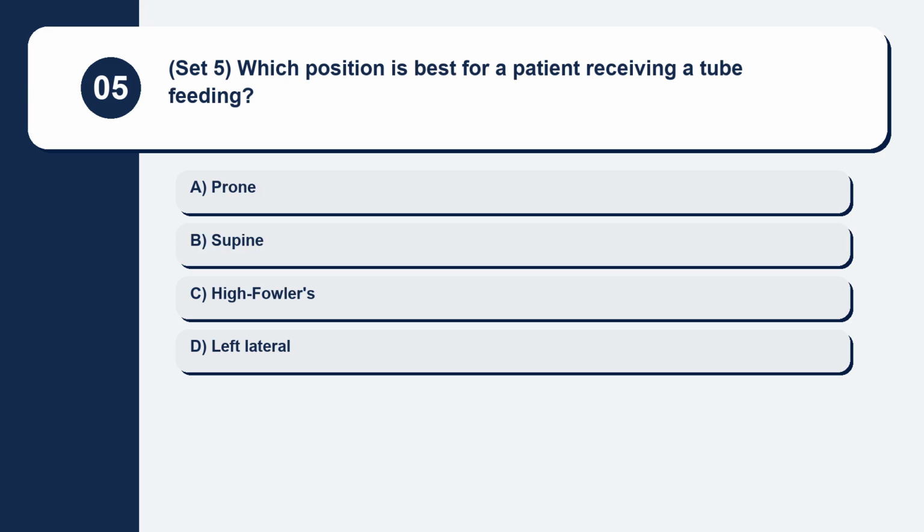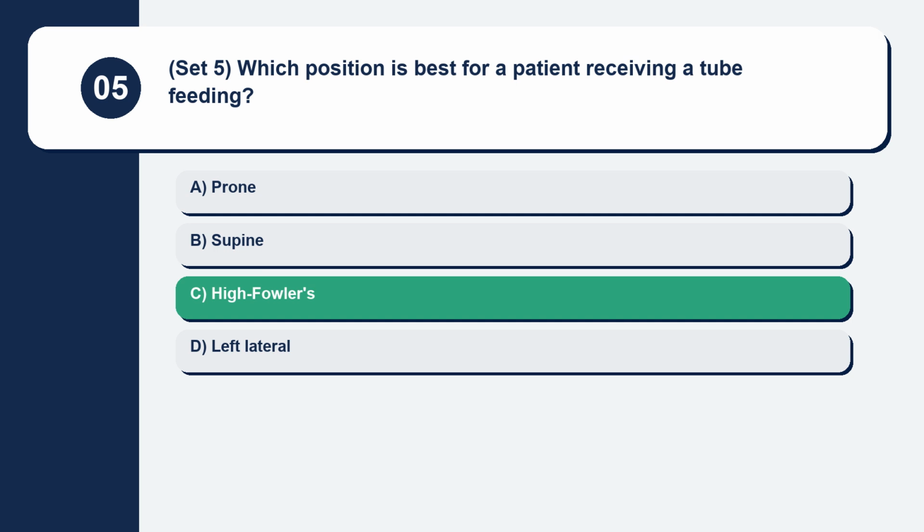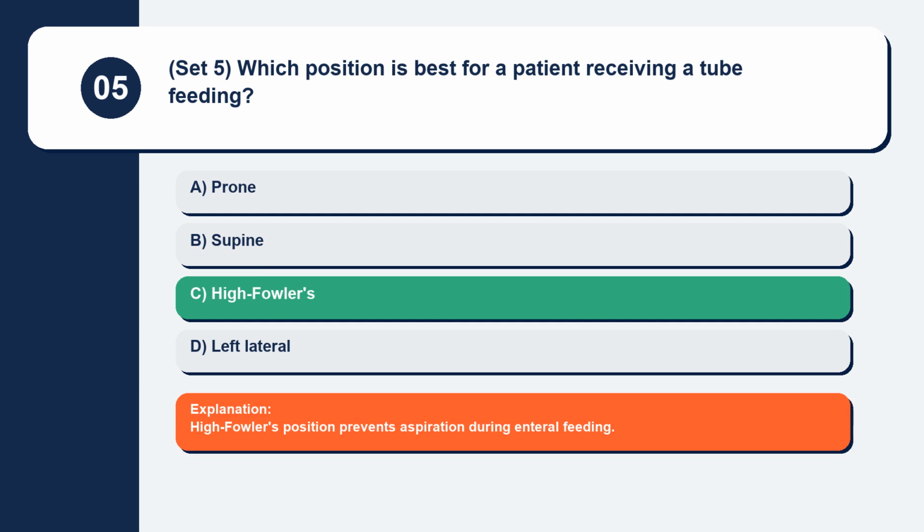Question 5. Set 5. Which position is best for a patient receiving a tube feeding? Prone, supine, high Fowler's, left lateral. High Fowler's position prevents aspiration during enteral feeding.